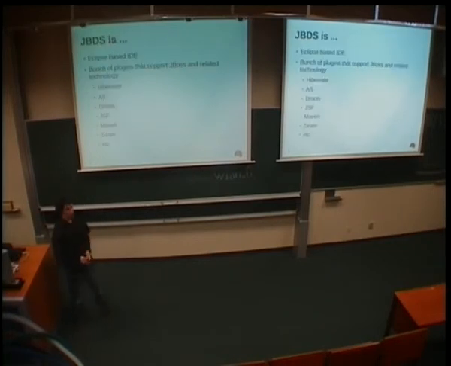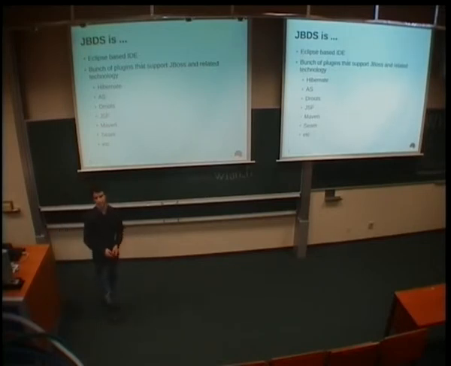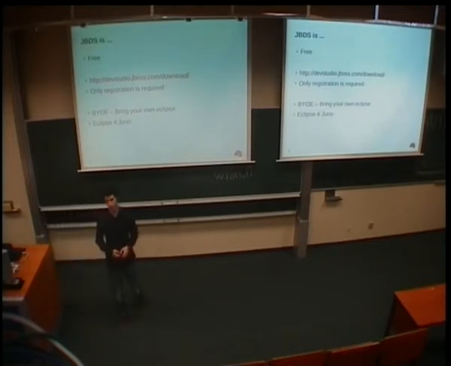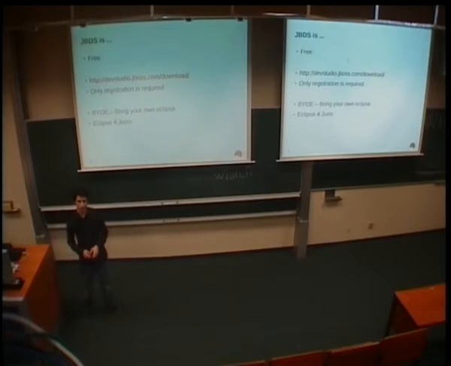So JBDS is basically an IDE, a bunch of plugins that support JBoss and related technology, such as Hibernate, AS, Drools, JSF, Maven, Seam, and also a lot of others. I'm not going to name them all here because it's a really big list. So JBDS is free. You can download the universal installer at devstudio.jboss.com/download. The installer runs on all of the supported platforms, which is Linux, Windows, and OS X.